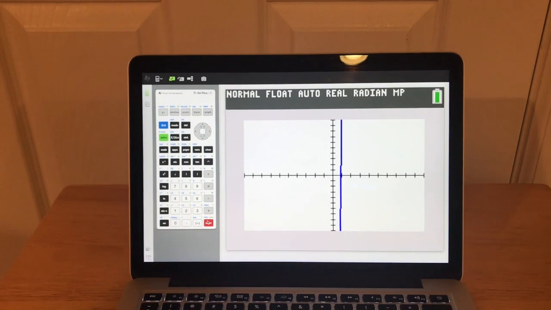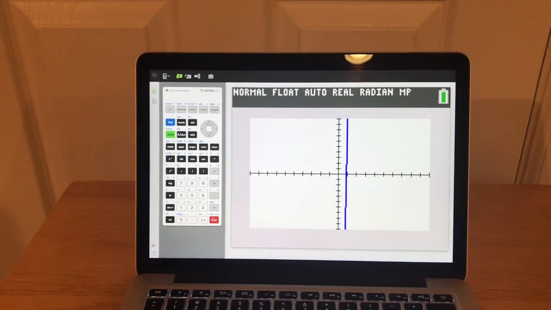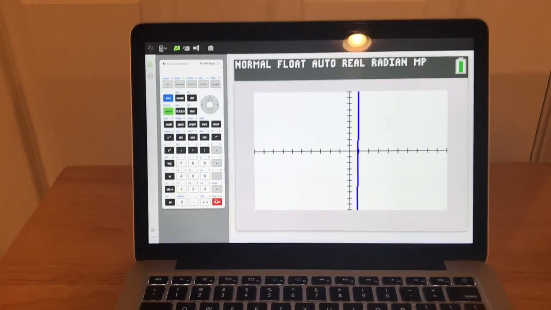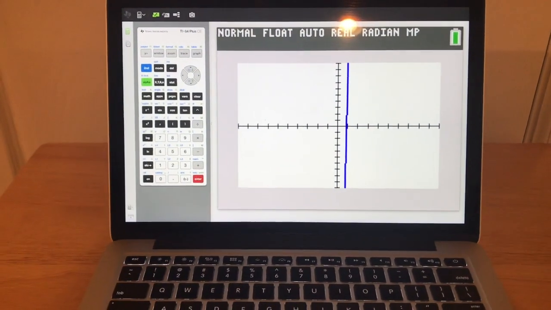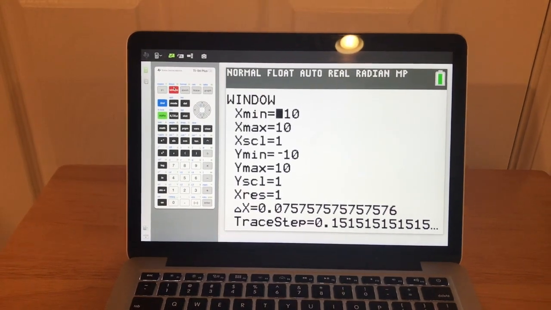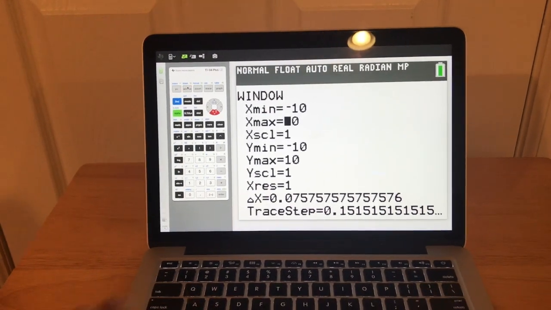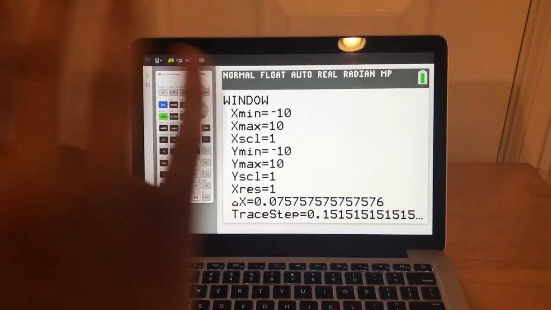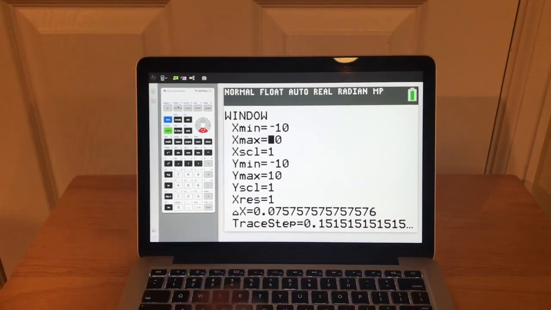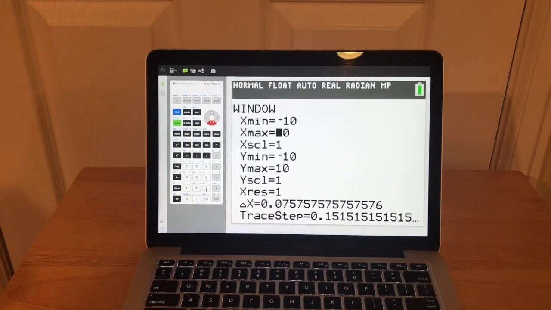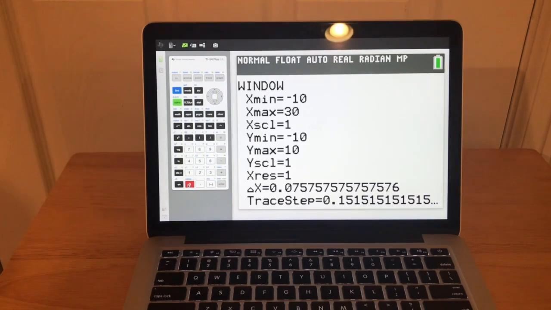But what I want to think about is what is a reasonable graph? And what we saw was that our maximum occurs when x is equal to 15. So I definitely want to have a window that will have an X value of 15 included in that window. And since it's going to be the top of the hill, maybe somewhere in the middle, so I'll make sure that my X maximum is 30.